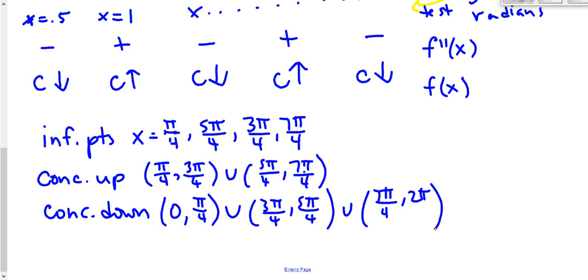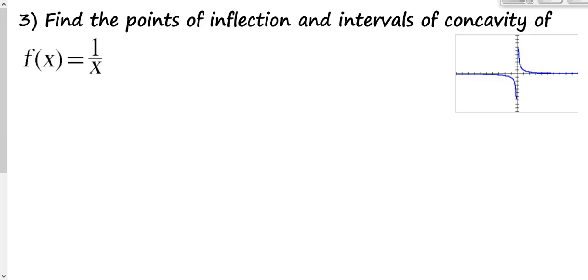Okay, I have a couple more examples. Let's look at number 3. This one is a rational function, f of x equals 1 over x, and here's a reminder of what the graph would look like. So if we look at the graph, we notice that there is a change in concavity. It looks like it's going to be concave down on the left side and concave up on the right side. And it looks like that change of concavity happens at x equals 0.